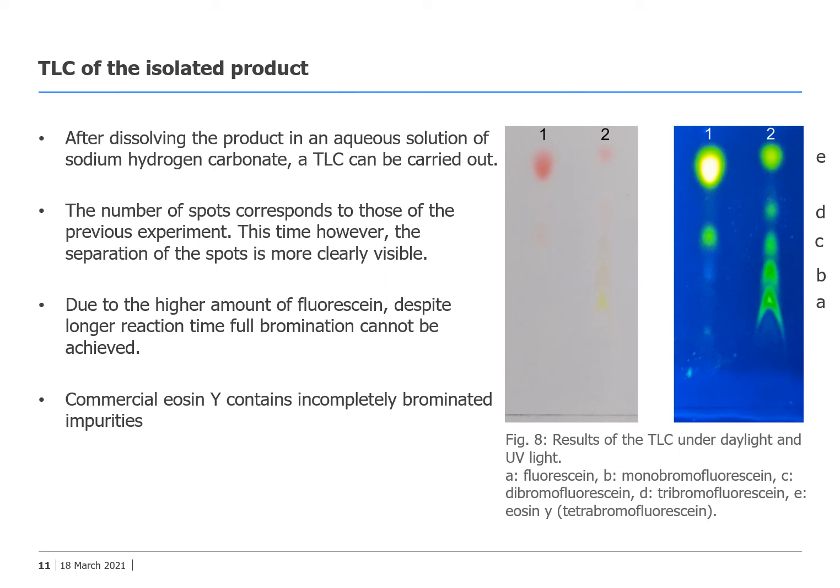The spots are assigned to the respective bromination levels in Figure 8, where A represents unreacted educt, E represents the fully brominated product, and B to D represent intermediates discussed earlier. Due to the high fluorescein concentration, full bromination cannot be achieved even after 5 minutes of electrolysis. Interestingly enough, even the commercial eosin Y contains incompletely brominated impurities.